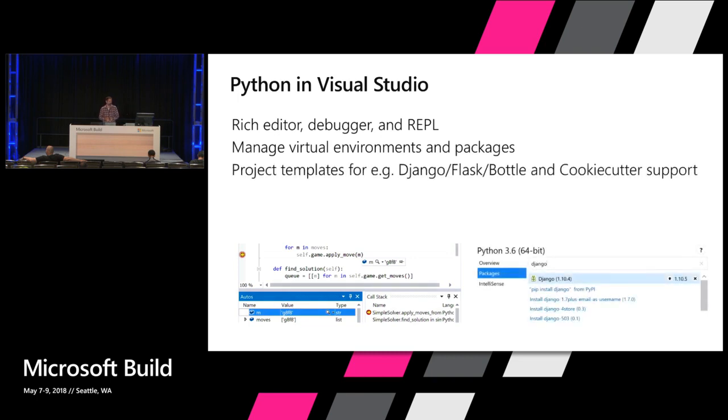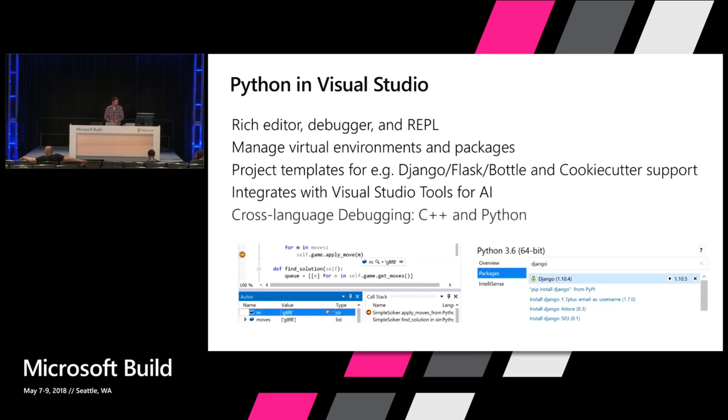We've got a package manager window built in there. You can create new virtual environments. You can graphically install the packages that you want and switch between them. We also have integration with Visual Studio Tools for AI, so you can use Visual Studio Tools for AI to actually run training jobs, build TensorFlow apps, build CNTK apps, and actually train those using resources that you have in Azure.